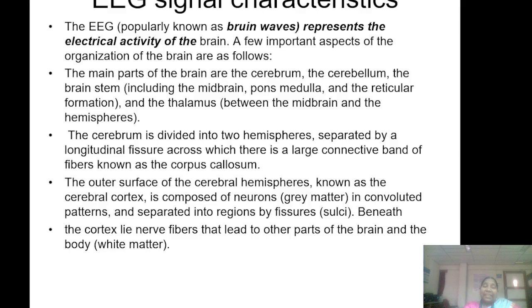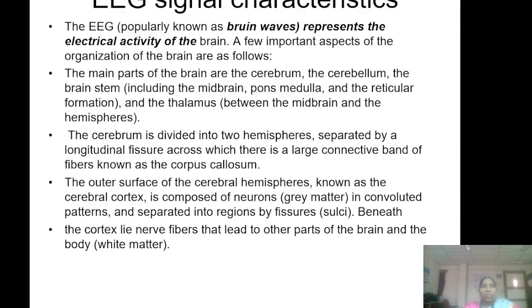If you consider the brain, it consists of main parts like cerebrum, cerebellum, brainstem. The brainstem includes midbrain, pons, medulla, and reticular formation, and the thalamus, which is located between the midbrain and the hemisphere. So, these are the main parts of the brain.